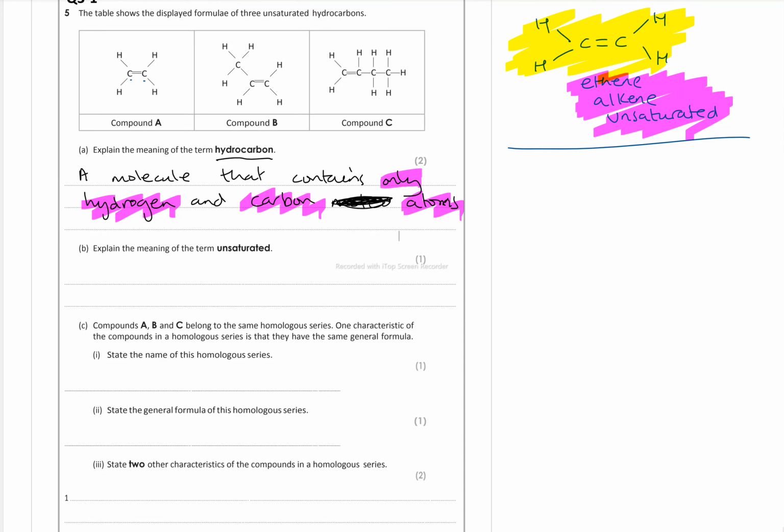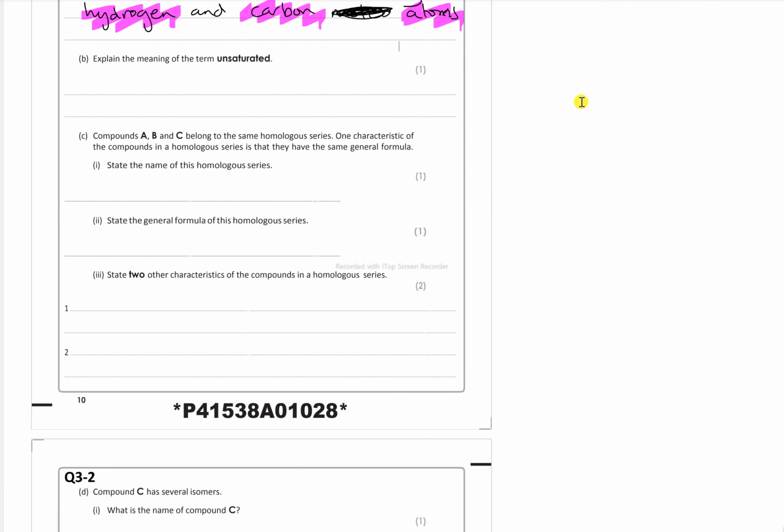What is next? What does the term unsaturated mean? A molecule that contains double carbon to carbon bonds.